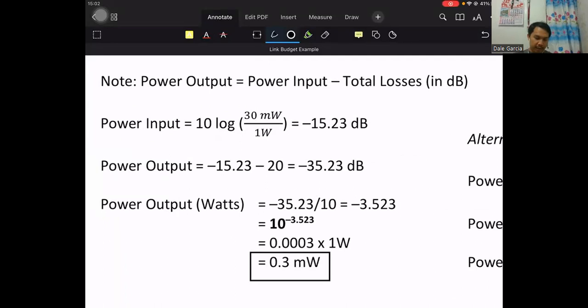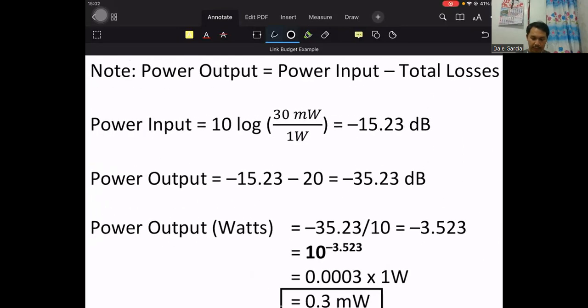10 log 30 times 10 to the negative 3, so 30 milliwatts divided by 1 watt. The answer is negative 15.23. Then we subtract the loss of 20, so negative 15.23 minus 20 is negative 35.23.